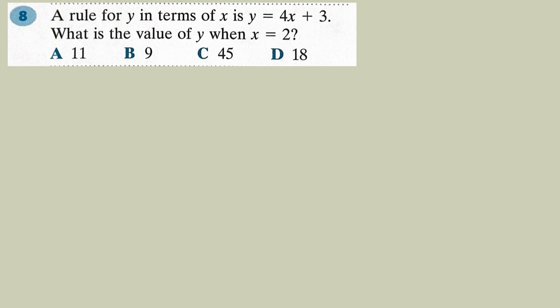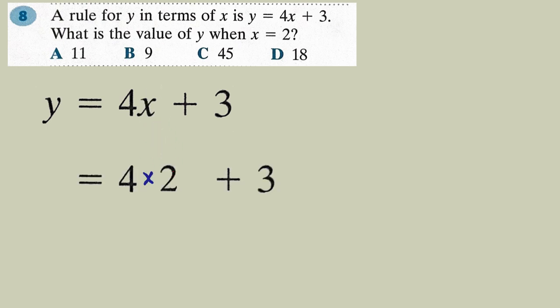Now this rule is in terms of y and x. y is equal to 4x plus 3. And we want to find the value of y when x is equal to 2. So what will y be if I substitute it in there for x? It will be 4 times 2 plus 3. That will be 8 plus 3, which is 11. And we can highlight A here for answer.